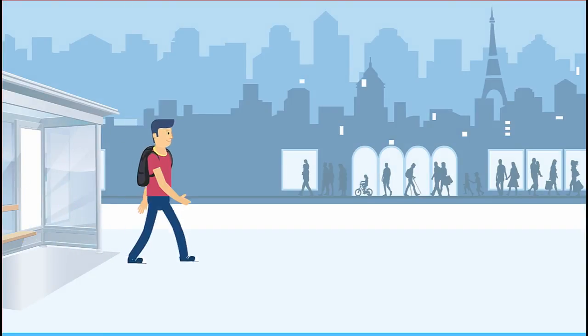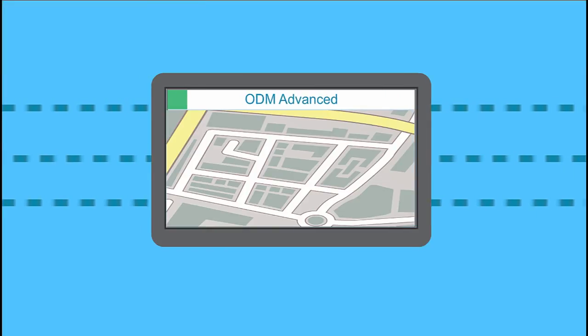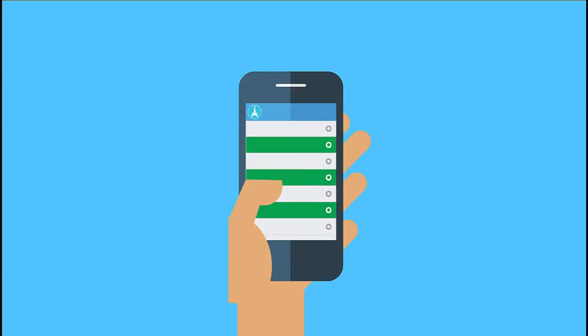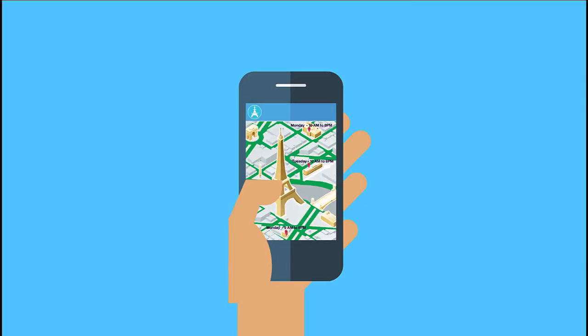Upon arriving in Paris, Michael receives a welcome notification from the Tourism mobile app. IBM ODM Advanced has detected his arrival, and after reviewing a few of his art-inspired Twitter posts, offers access to a predefined selection of modern art events taking place all over the city in the coming days.